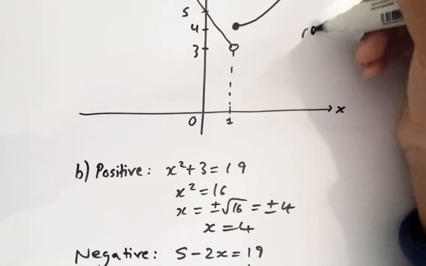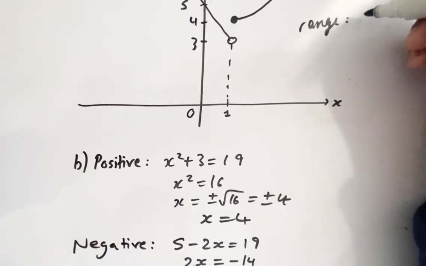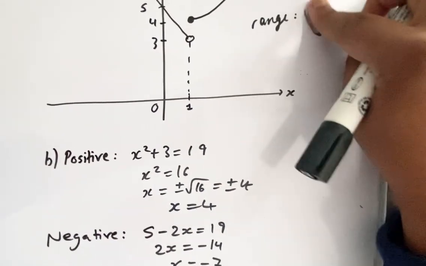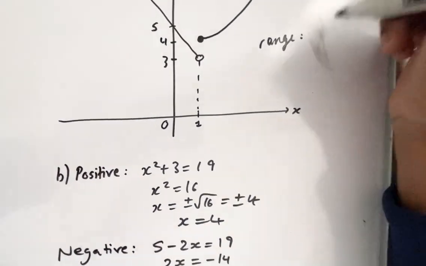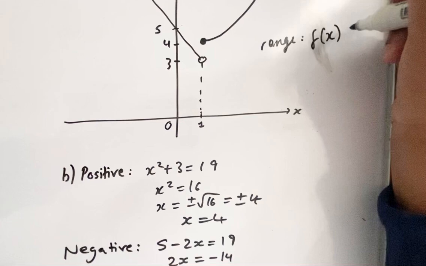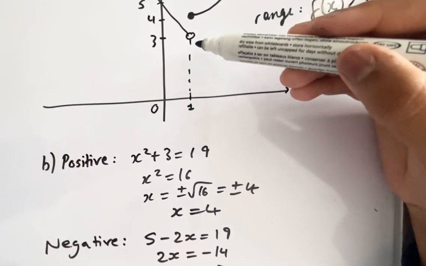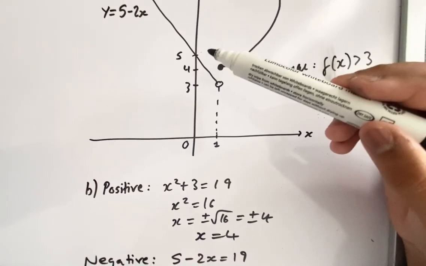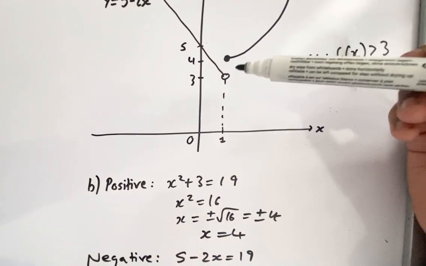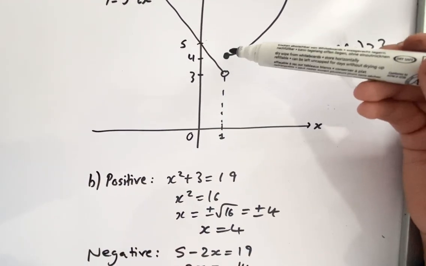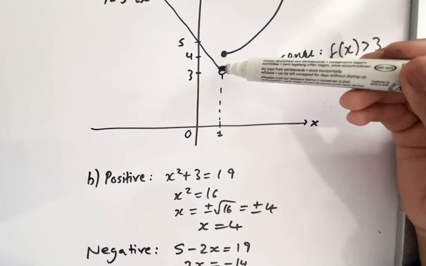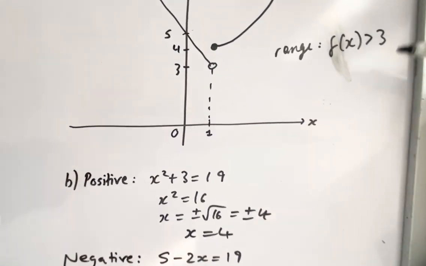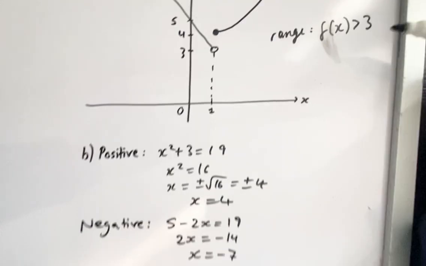The range of the graph would be, we want the range of f of x, is bigger than 3. It's not equal to 3 because it's not defined, because the y equals 5 minus 2x part is not defined at x equals 1. It starts at 4 again. So it goes all the way down to 3, but it doesn't reach 3. So the range is f of x is greater than 3.